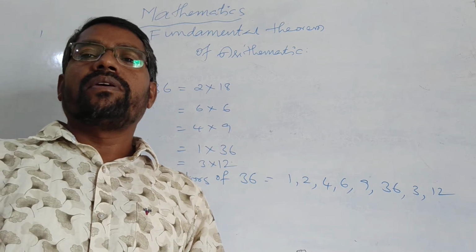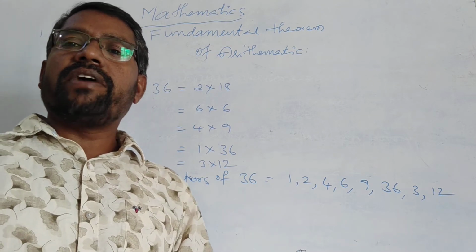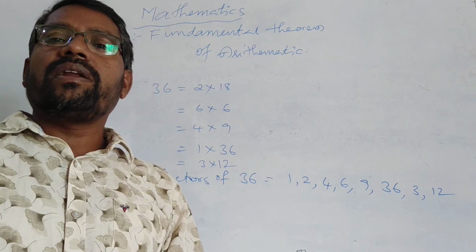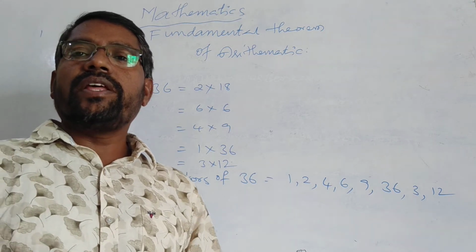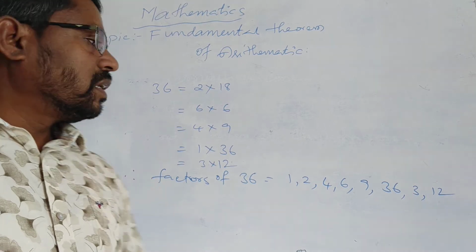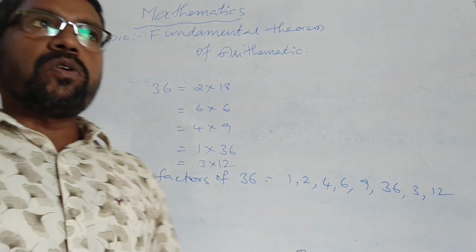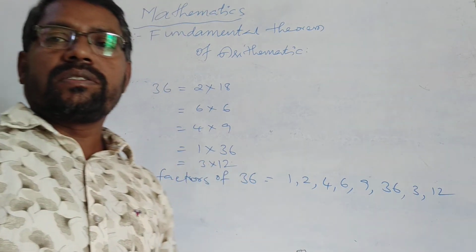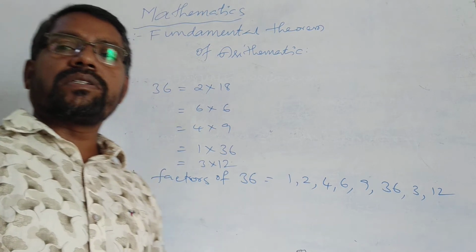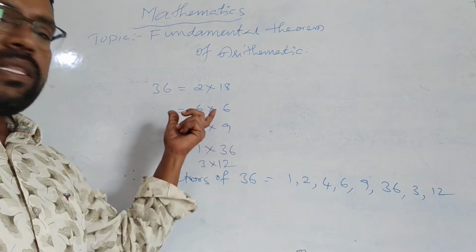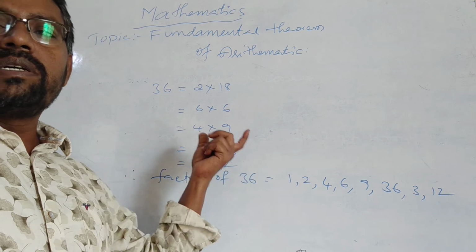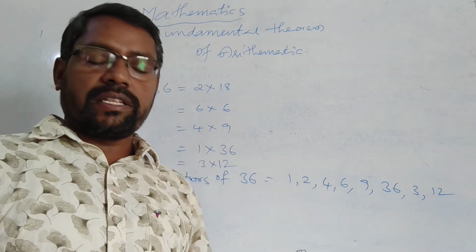So what is the meaning of a factor? A factor must divide the given number without any remainder, that means the remainder is 0. A multiple is the product of two other numbers. They are called multiples, which is nothing but the 7 multiples, 6 multiples, 8 multiples that you wrote.